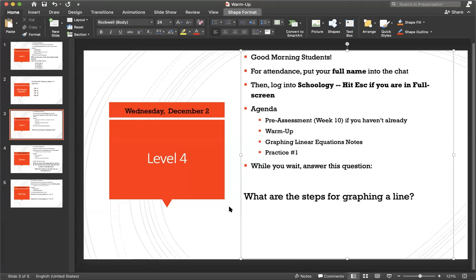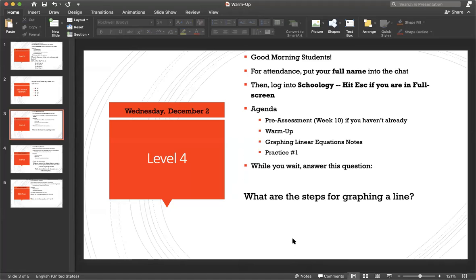Yes, so we're going to start off with doing this warm up, then we're going to go into the notes and hopefully have time for practice number one. So the question is really a simple one. We talked about this on Monday. So who can tell me what are the steps for graphing a line? What do you have to do to graph a line? Who remembers?